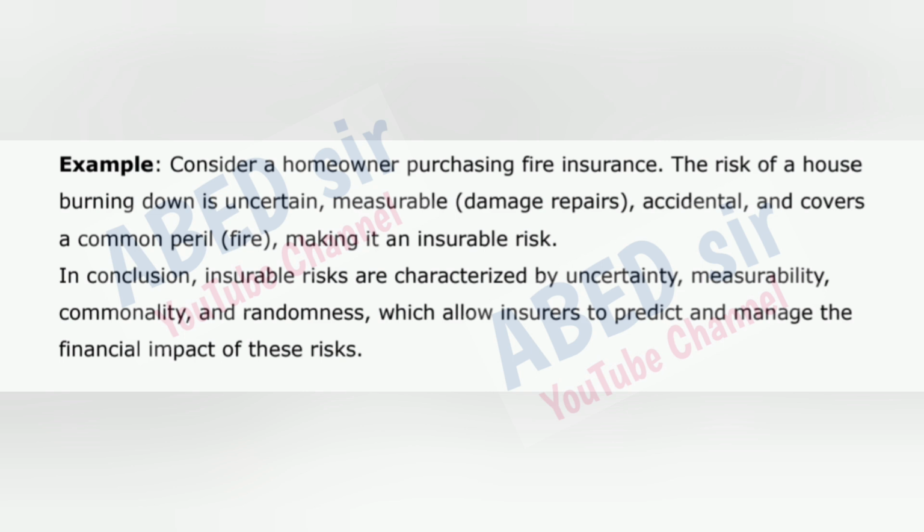Example: consider a homeowner purchasing fire insurance. The risk of a house burning down is uncertain, measurable through damage repairs, accidental, and covers a common peril, fire, making it an insurable risk. In conclusion, insurable risks are characterized by uncertainty, measurability, commonality, and randomness, which allow insurers to predict and manage the financial impact of these risks.